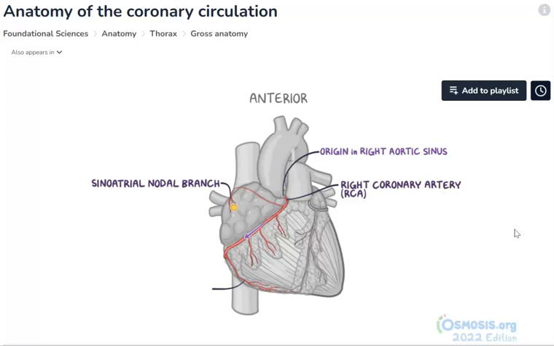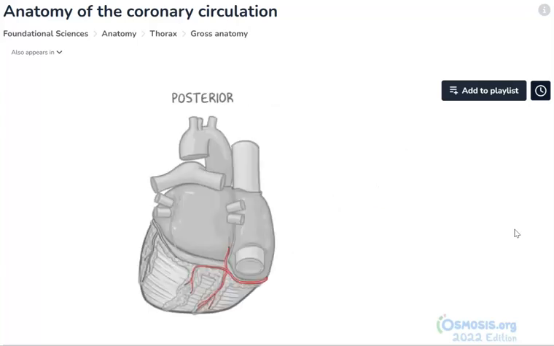Along the way, it gives off the right marginal branch, which gets close to the apex but doesn't reach it and supplies the right border of the heart. After giving this branch, the RCA turns to the left and continues its journey in the coronary sulcus posteriorly. Here, the RCA gives yet another branch, the atrioventricular nodal branch, which supplies the AV node.